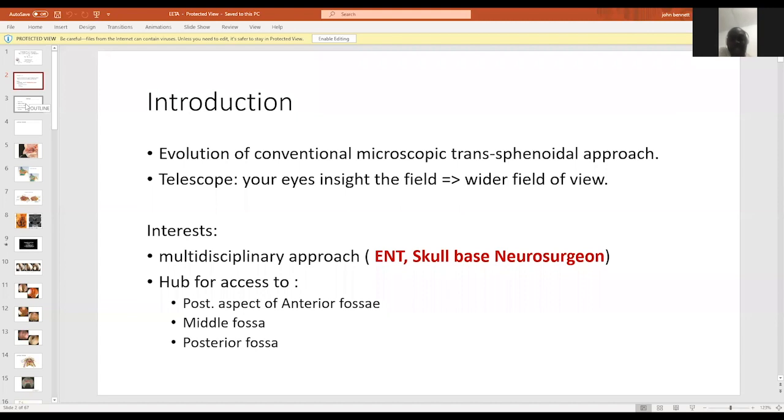So this endonasal transsphenoid approach gives you a wide range of view of all three steps of the skull base. It gives you a view of the anterior skull base, middle skull base, and posterior skull base. So this is a hub where you can move your endoscope to reach all kinds of lesions, especially in the midline.